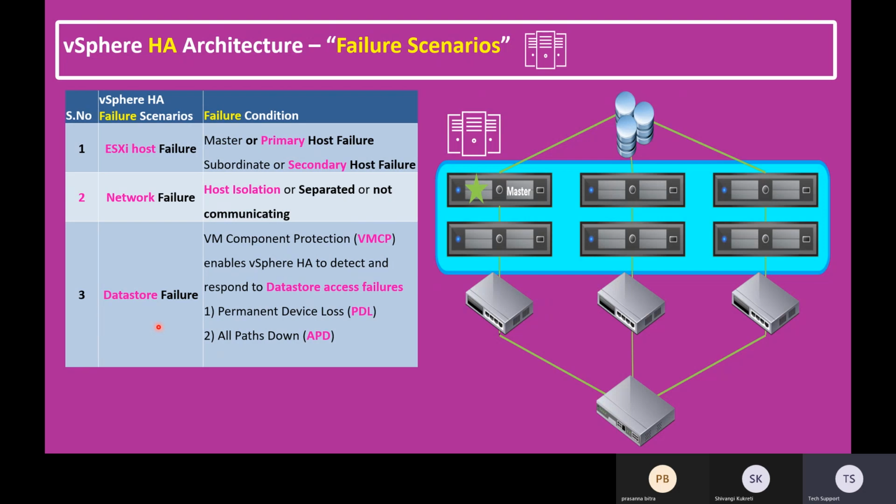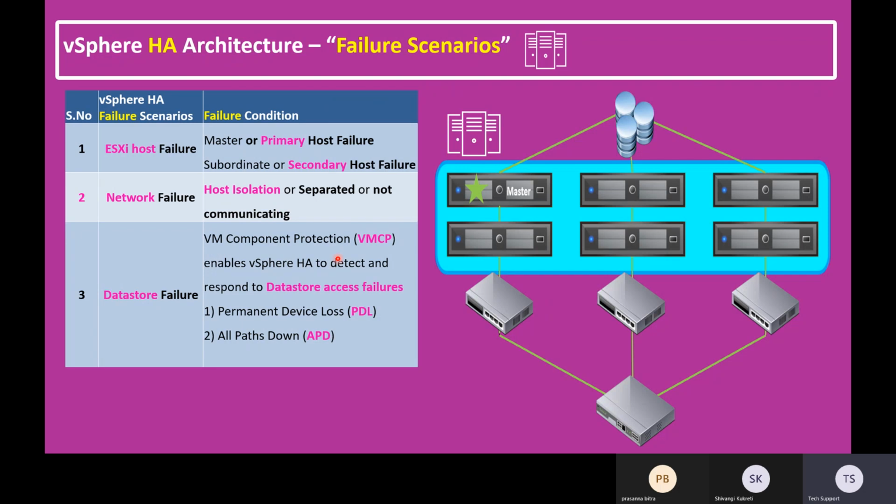Okay, the possible failure scenarios are that the master host may go down, a secondary host may go down, the network may fail, or a datastore may fail. All these scenarios I will explain in detail in the following slides. Okay, this is a high-level overview of failover scenarios. Network failure means either host isolation, where isolation means separated or not communicating, and datastore failure.